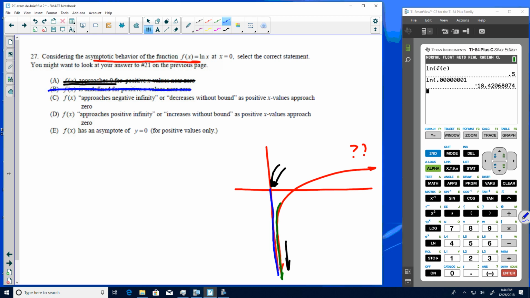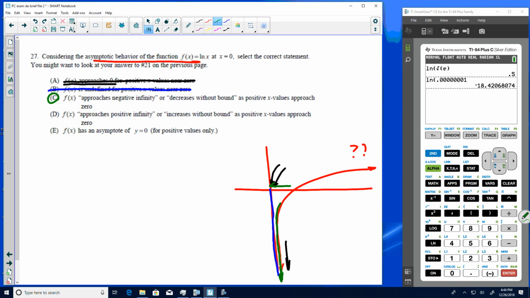F of x approaches negative infinity. These are the y values, approaches negative infinity, or decreases without bound as positive x values approach 0. And that's what's happening. As x comes this way, the y values are heading south in a hurry. Right? So they're going down, down, down, down, down. And this is the right answer.